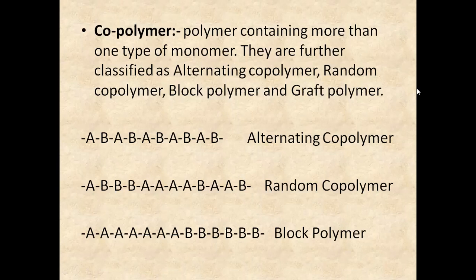And a block copolymer is a type in which first there is a block of one monomer, and next is another block of the next monomer, and that type of polymer is known as a block copolymer. That is the main classification of polymers: homopolymer and copolymer.